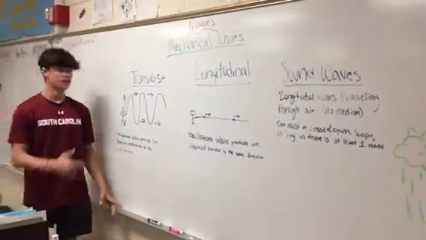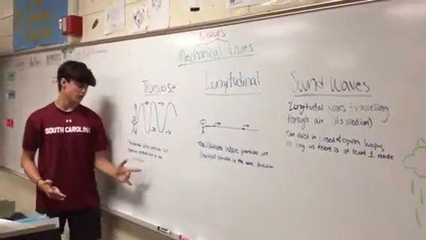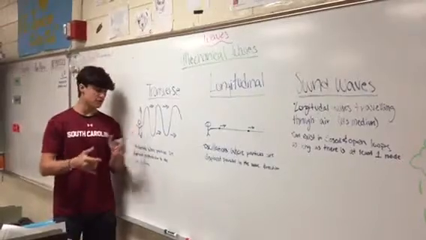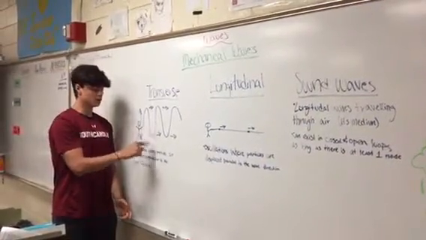Different types of mechanical waves. First we have transverse waves, and they're just oscillations where particles are displaced perpendicular to the wave direction. So it'd be as if you had a slinky and you're going up and down with it, as you can see here with our drawing.